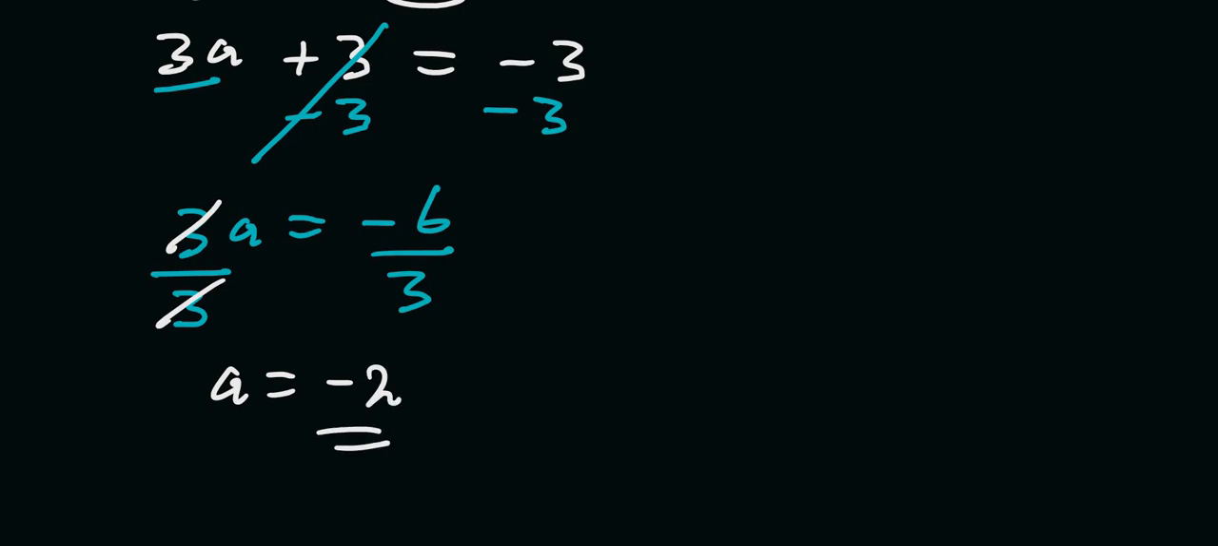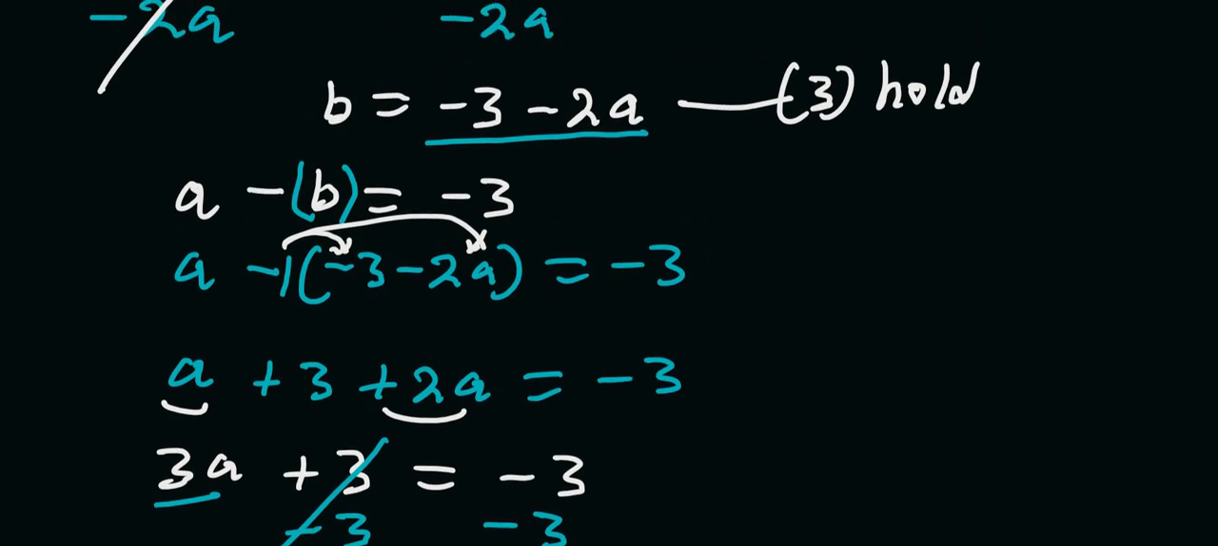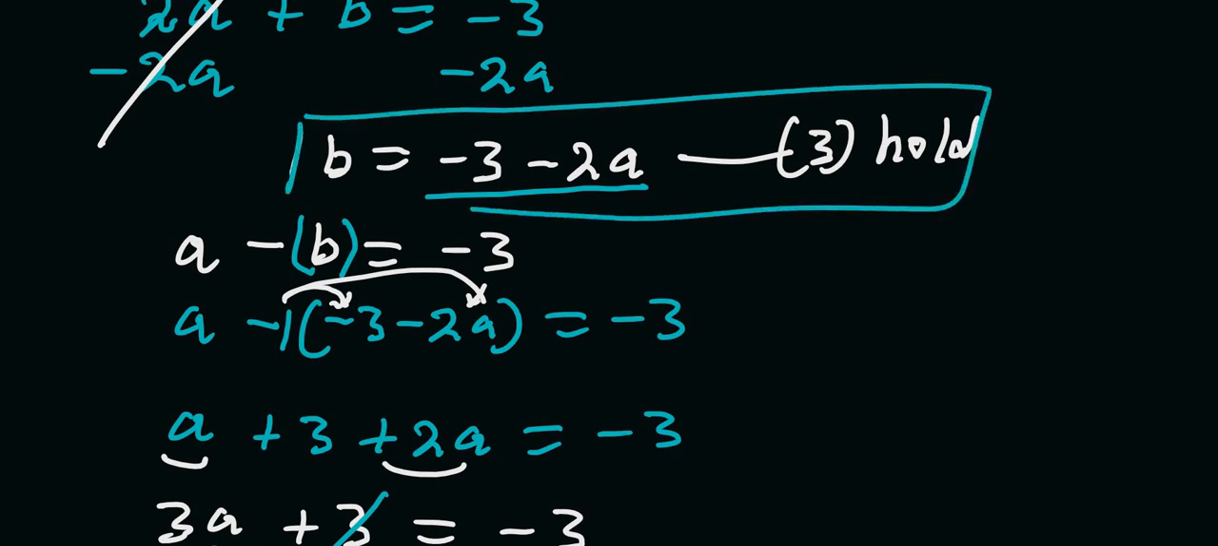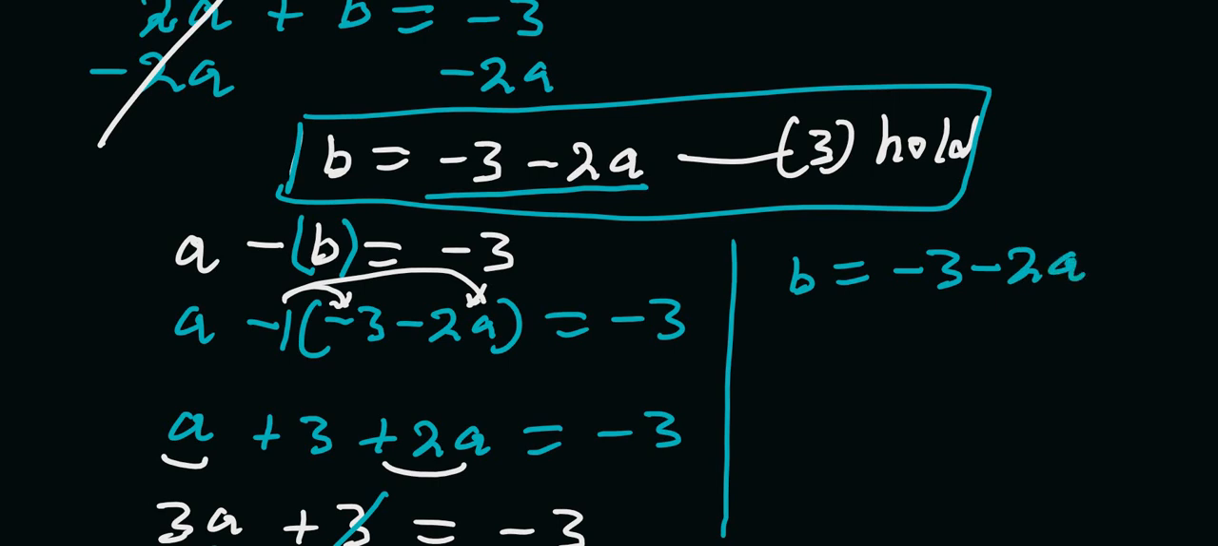Now, remember that we put equation 3 on hold. So we are going to take the value of a and substitute it into equation 3. So now let's go back to equation 3. This is equation 3 over here. Good. So now, b is equal to -3 minus 2a. That is equation 3.